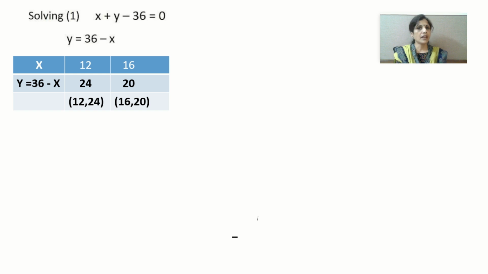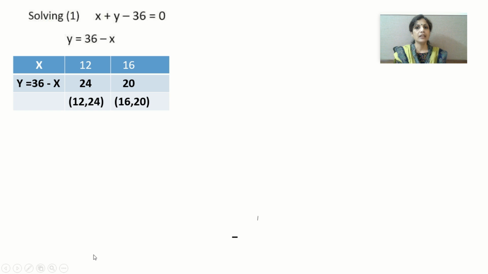So keeping that in mind, I'll substitute value of x as 12. So if x is equal to 12, I get the value of y as 24. So the first coordinate is (12, 24). Then I'll keep the value of x as 16. So if x is equal to 16, then y is equal to 20. So (16, 20) is the second coordinate.